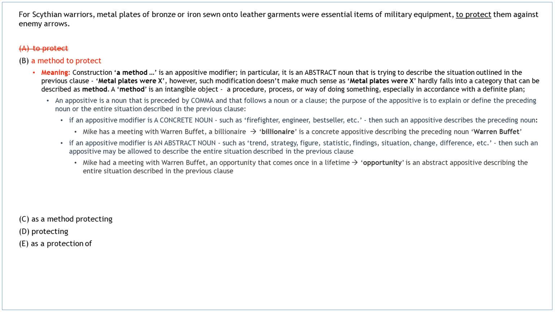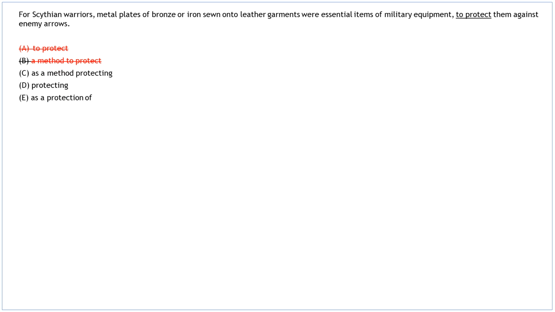If an appositive modifier is a concrete noun, such as firefighter, engineer, bestseller, etc., then such an appositive describes the preceding noun. If an appositive modifier is an abstract noun, such as trend, strategy, statistic, findings, situation, etc., then such an appositive may be allowed to describe the entire situation described in the previous clause. Eliminate this answer choice, and move to answer choice C.